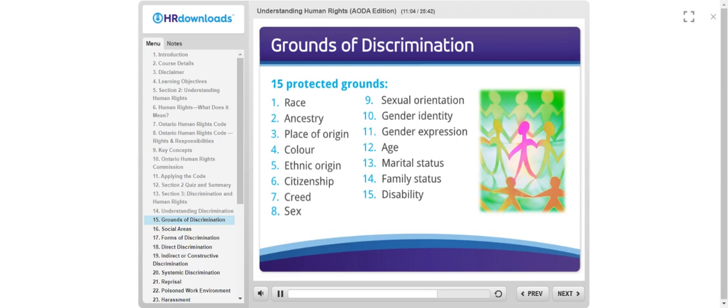In addition to these 15 protected grounds, the Code also states that in certain cases you cannot discriminate against an individual based on their receipt of social assistance, which applies only to housing accommodation and includes, for example, being in receipt of government-funded subsidies and supportive housing, and record of offenses, which includes provincial offenses such as under the Highway Traffic Act, and federal offenses for which a pardon has been granted. This applies in employment situations only.